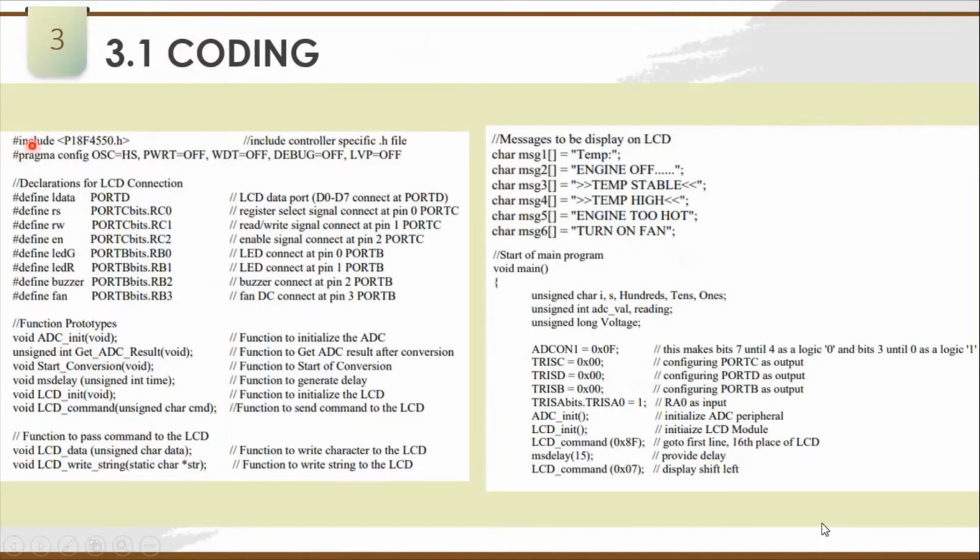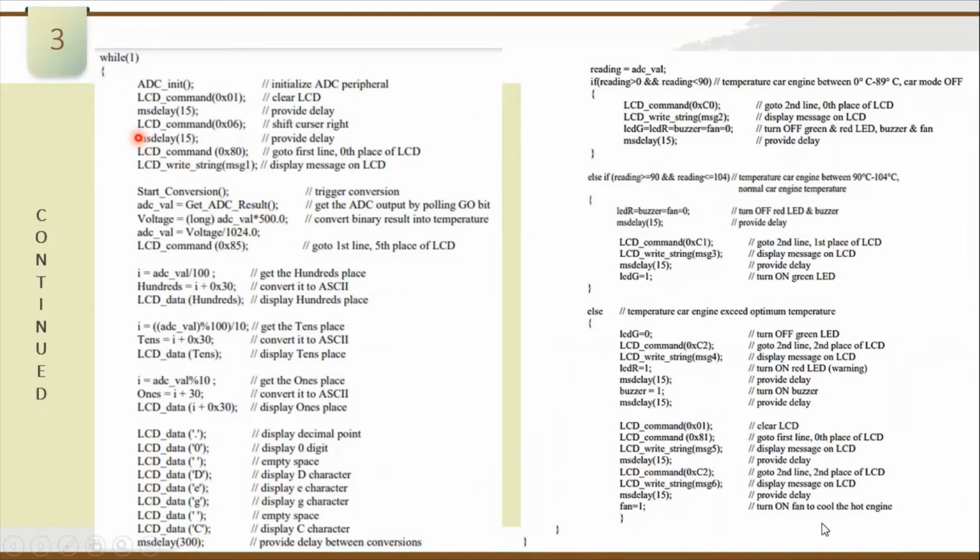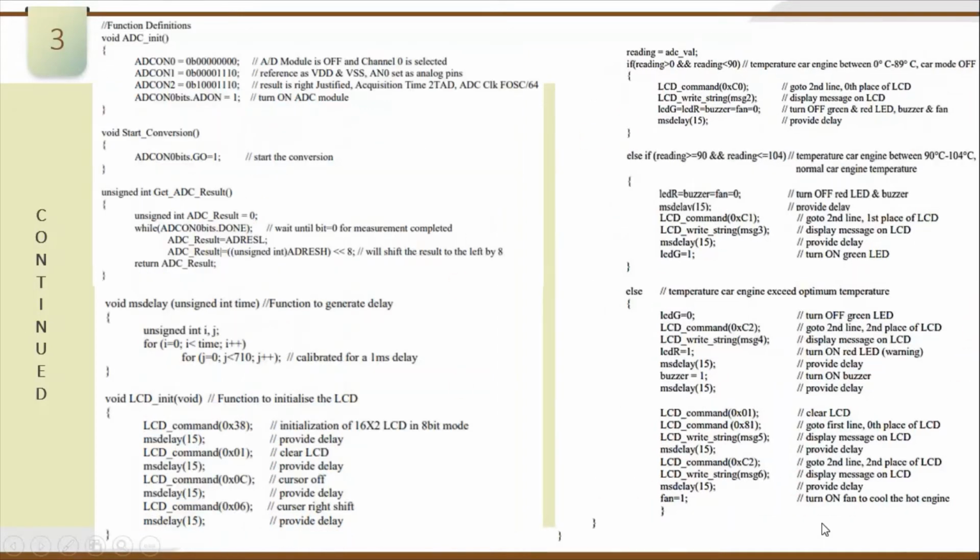Coding. We include the PIC and some configuration. Then, some variables have been defined and function prototypes and the messages to be displayed have also been written. In the main program, we set input and output and do function calls. Then ADC will read and send the engine temperature to the LCD. Three conditions of engine temperature will be checked, and this instruction will keep looping forever since it is in a while loop. Lastly, we have function definitions that will be called in the main program.